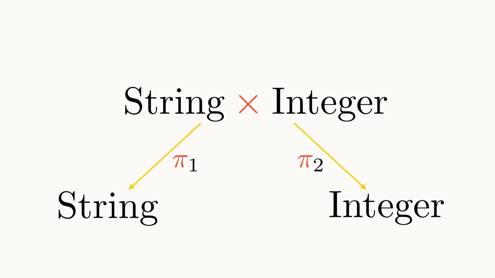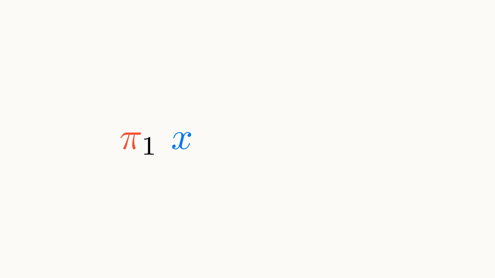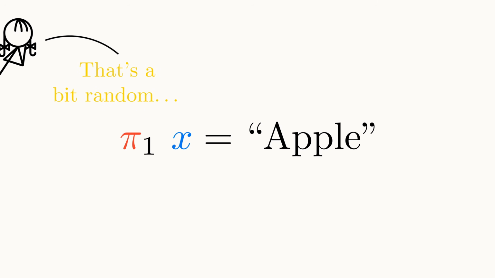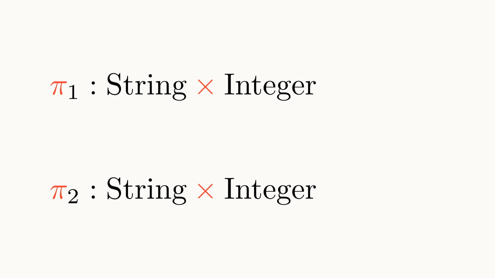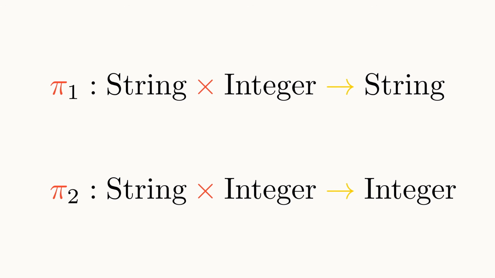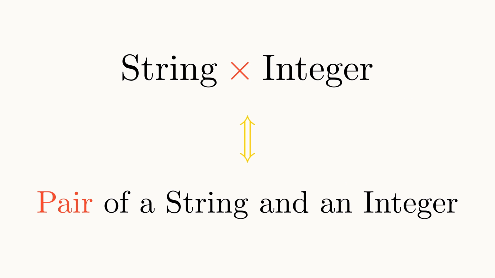Let's think about what this product could be. We know that a term of type string cross integer would return a string when plugged into pi1 and would return an integer when plugged into pi2. Of course, pi1 could just always return a random string like apple, and that's still a perfectly good function, but it feels incredibly unnatural as a choice of projection. I would argue that, given that one term of type string cross integer can be turned into both a term of type string and a term of type integer, the most natural guess of a term of type string cross integer is a pair of a string and an integer.